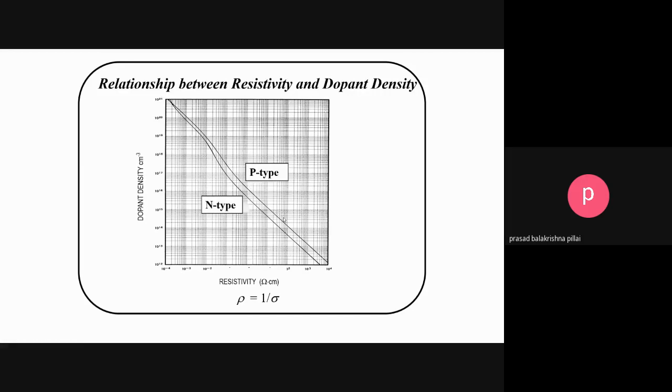Now, before concluding our discussion on the extrinsic semiconductor, one question I would like to ask: suppose a wafer is given. If I want to know whether it's N type or P type, how will I know? Suppose in a lab, I want to find out whether it is N type or P type.